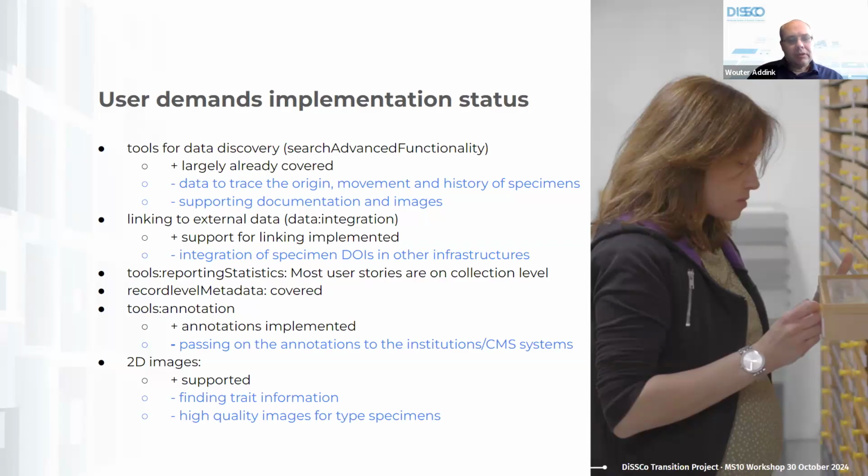Then for 2D images, these are supported. But there are also needs for finding trait information, so describing what is in the images. That kind of information can be described by annotations in our current implementation, but the information is just not there yet. And there's also demand for high quality images, especially for type specimens.